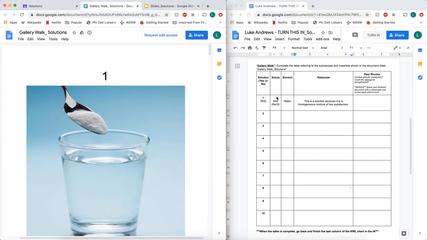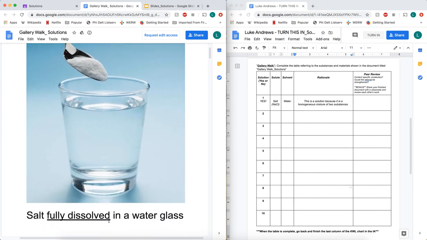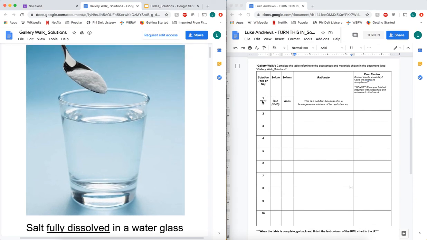So you go 1 here. What's the salt? Is it a solution, first of all? Yes. Salt dissolved in water, that is a solution. There is only one phase. So salt is our solute, and water is our solvent. Rationale, why do I think this? This is a solution because it is a homogeneous mixture of two substances. And I can even strengthen this by saying the salt and water form one phase of matter. They form one liquid solution.